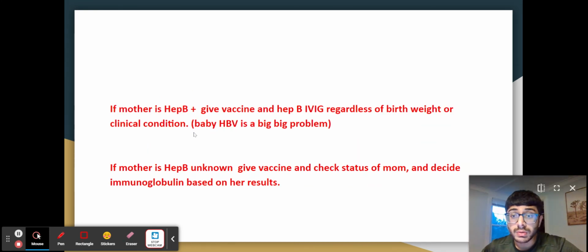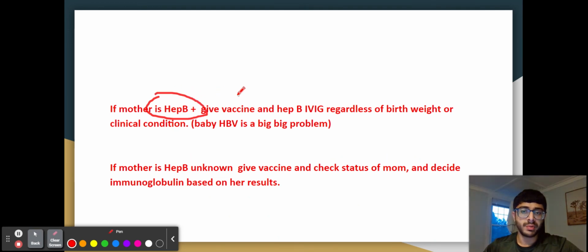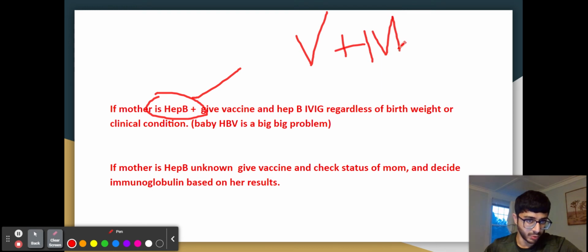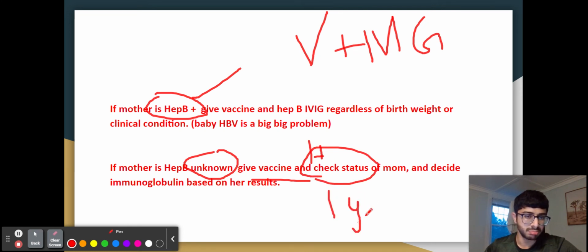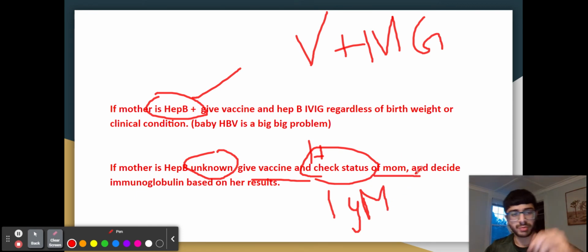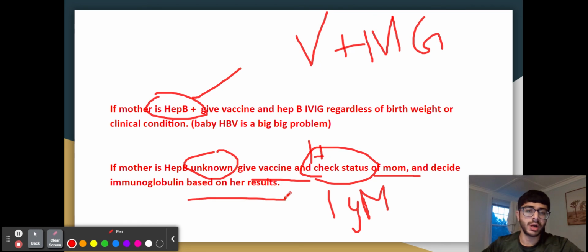Okay. So, if mom is Hep B positive, everyone has memorized that you give vaccine plus IVIG, right? Everyone knows that, right? If mom is Hep B unknown, that's the reason I put this up. If mom is Hep B unknown, you're going to give the HBV vaccine and check the status of mom, like the IgM of HBc. If that comes back positive for mom, either active RNA or active IgM HBc, you're going to give IVIG. If not, you're going to hold back on IVIG.